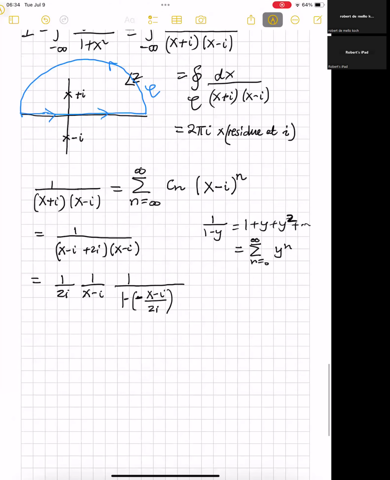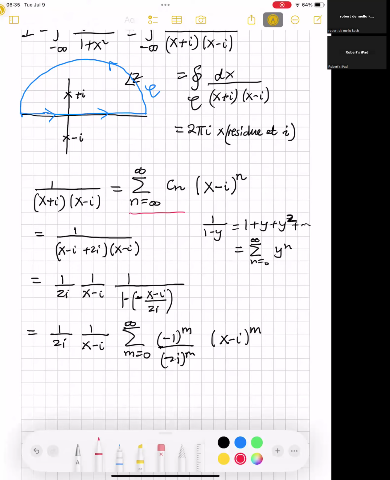So applying that sum here, what do we have? We have 1 over 2i, 1 over x minus i, and then we have a sum from m equals 0 to infinity of (minus 1) to the m over (2i) to the m times (x minus i) to the m. So indeed, we have an expansion which is exactly of the form of the Laurent expansion. So there's the Laurent expansion over there. Here's the expansion that we have over here.